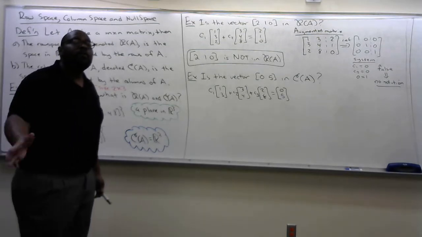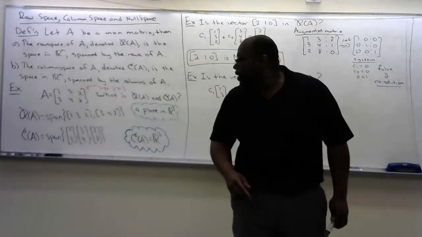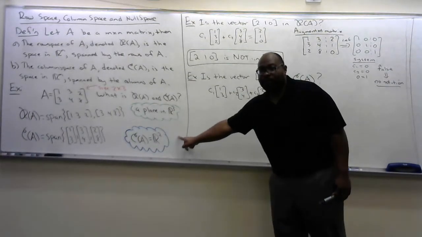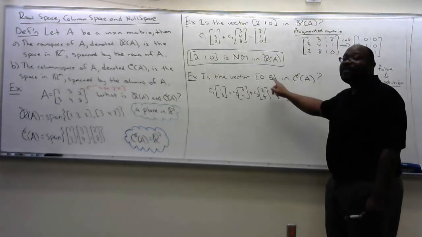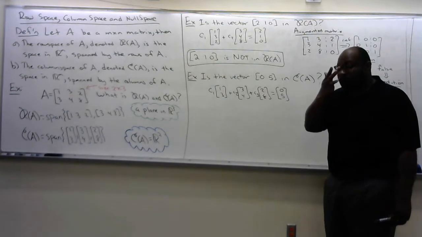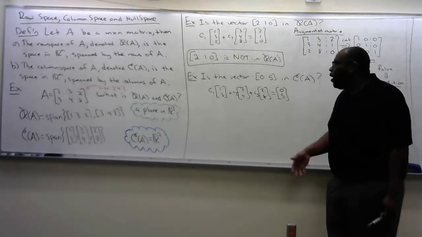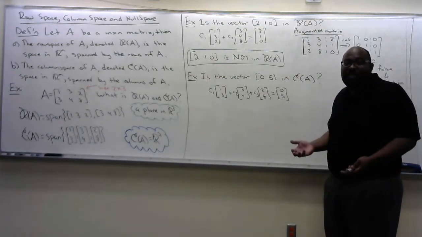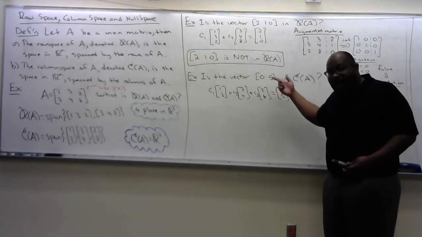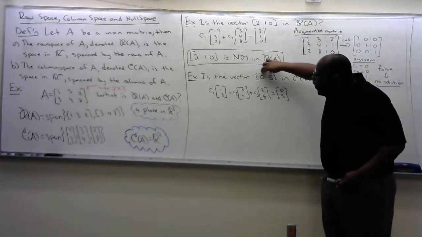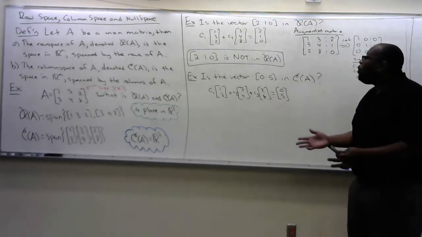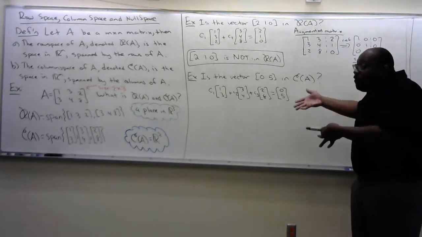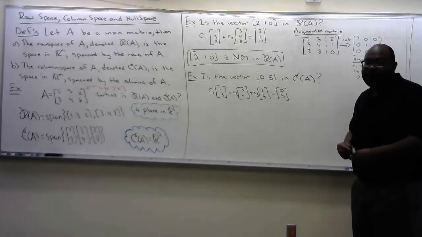Because what is the column space of A? The column space of A is equal to R squared. Okay. Is the point 0, 5 in R squared? The answer is yes, it is. Can I represent the vector 0, 5 in R squared? I can, right? 0, 5 is a part of R squared. So yes, 0, 5 has to be in the column space of A.